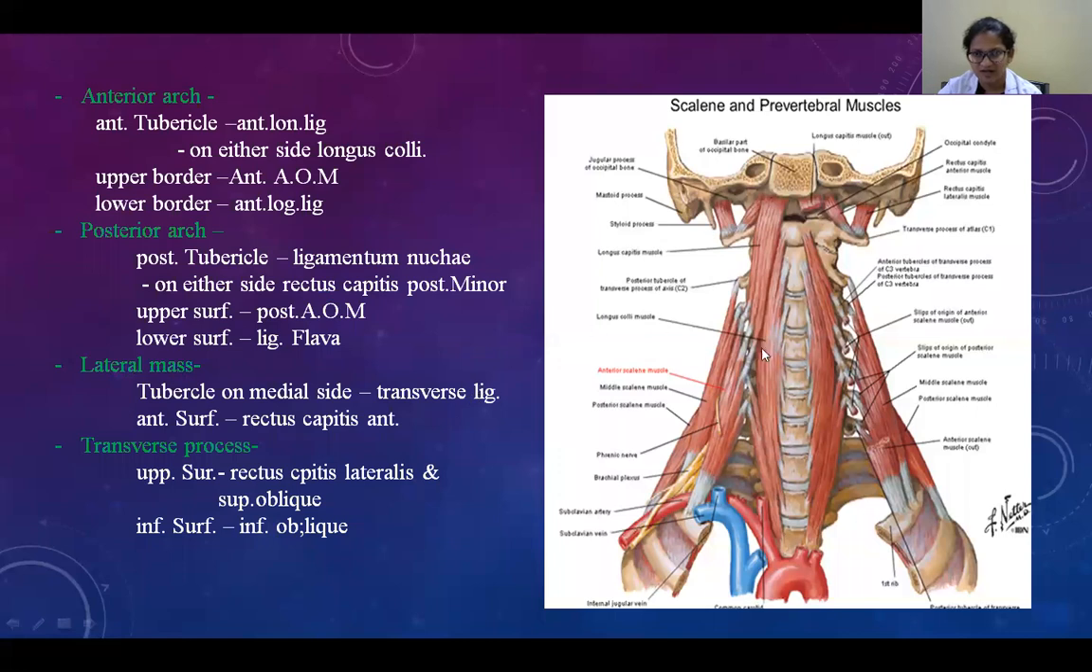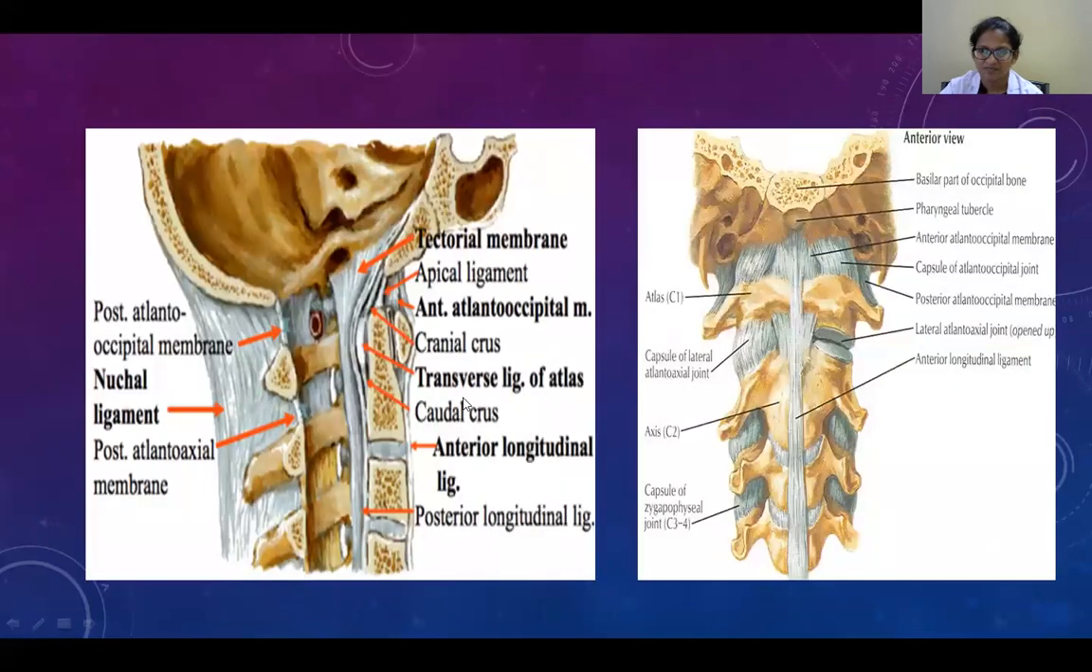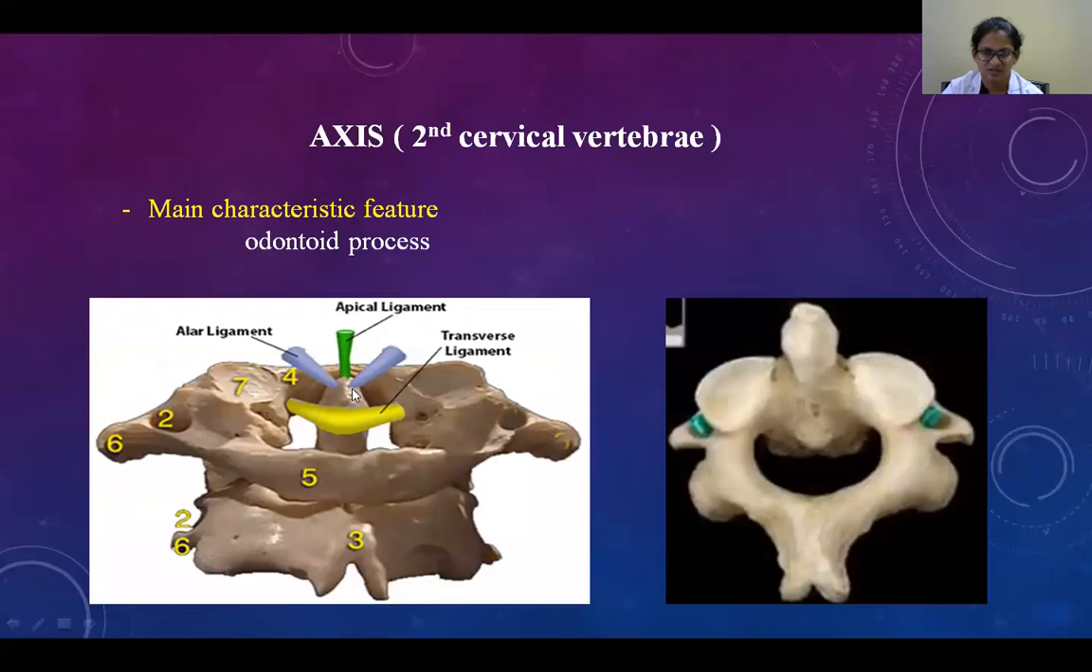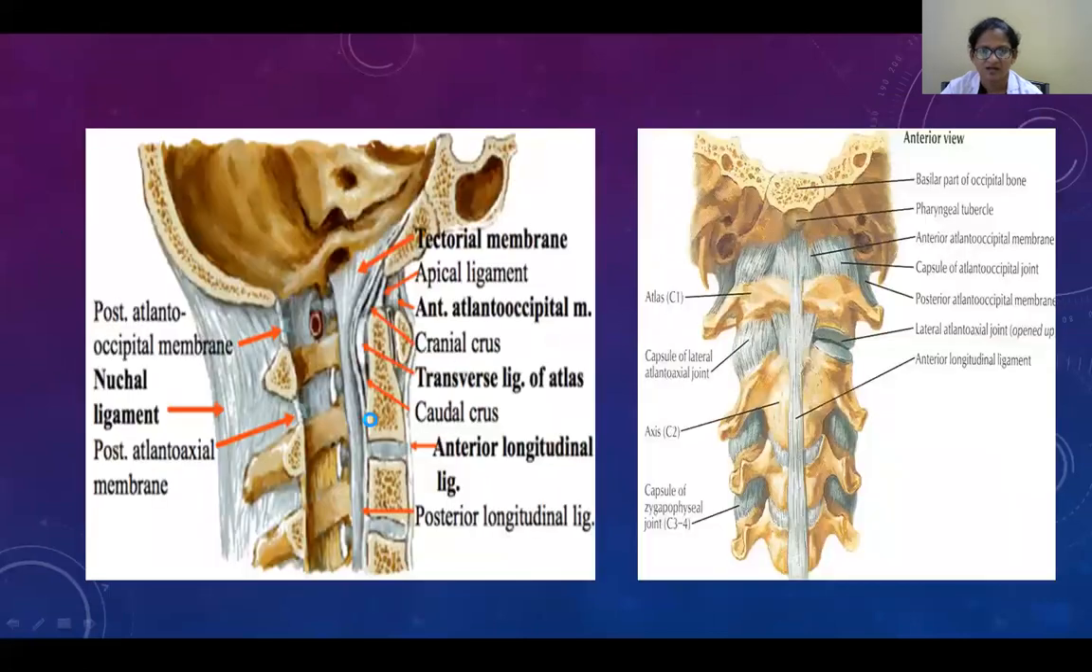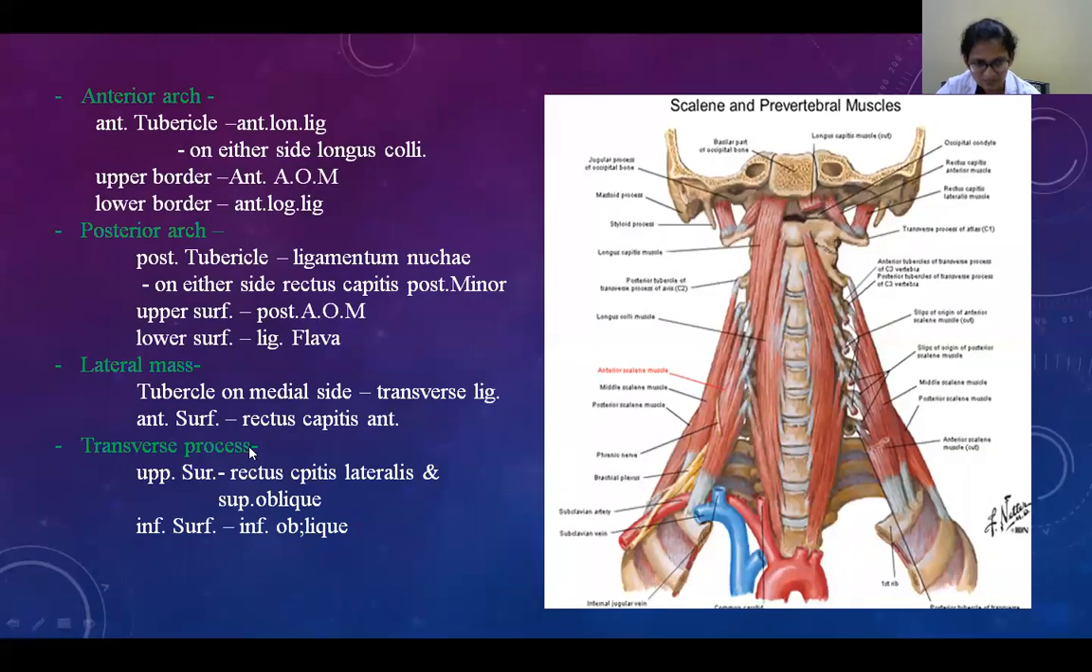Next, coming to the lateral mass. On the medial side of the lateral mass, you are going to see a tubercle, which gives attachment to the transverse ligament. This is the transverse ligament, and this is the medial side of the lateral mass. There is a tubercle which gives attachment for the transverse ligament.